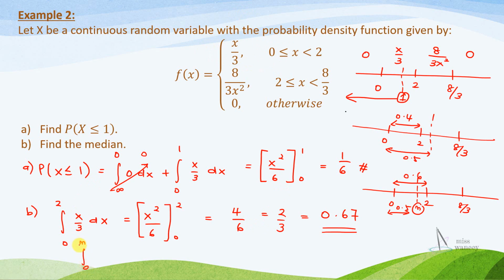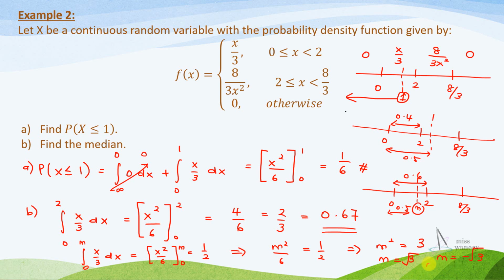So let us integrate from 0 until m, and the function is x over 3 dx. We have already integrated it earlier, so x squared over 6, and we know this should be equal to 1 over 2, from 0 to m. So substitute the upper limit in, you get m squared over 6. Substitute the lower limit, you get 0. So this is equal to half. Therefore, m squared should be equal to 6 over 2, which is 3. Therefore, m can be either the square root of 3 or negative square root of 3.